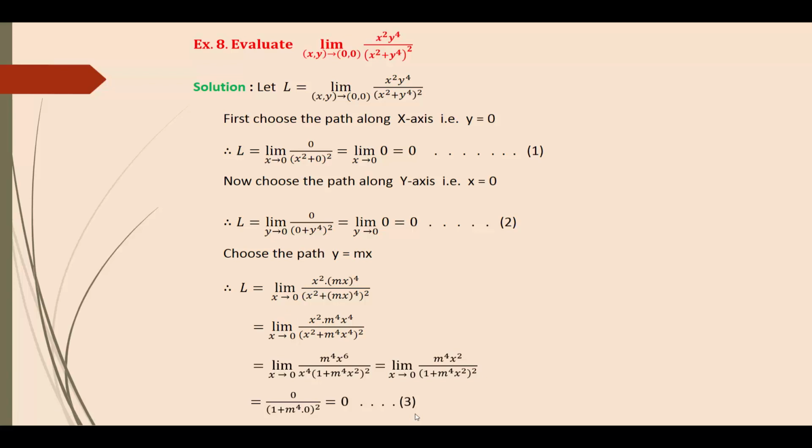Now also consider one more particular path. Choose the path y square equal to mx. So L equal to, put the value of y square is mx, so L equal to limit as x tends to 0. The first term is x square. Now the next term is y raised to 4, which means (y square) whole square, that is (mx) whole square, upon x square plus y raised to 4, meaning (mx) whole square, and its square total, whole square.